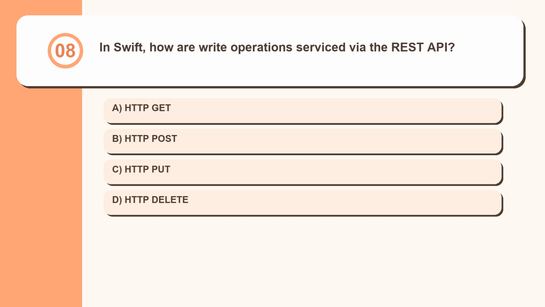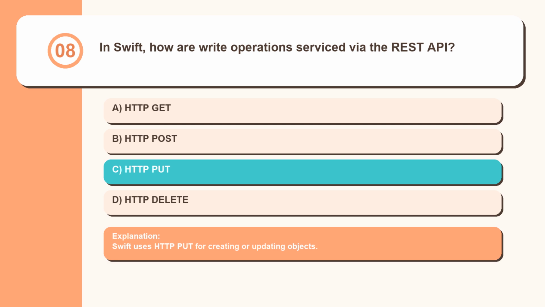Question 8. In Swift, how are write operations serviced via the REST API? HTTP GET, HTTP POST, HTTP PUT, HTTP DELETE. Swift uses HTTP PUT for creating or updating objects.